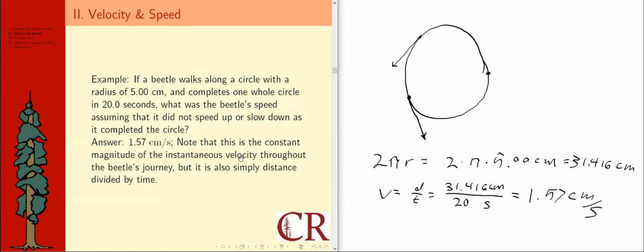And again, if somebody in my class said, instead of 1.57, maybe they put the next digit there, which might be a 1, and then maybe after that a 0.8 actually, if you round it off, if it didn't round off further, I'd actually be okay with that. It does say this is the constant magnitude of the instantaneous velocity throughout the beetle's journey, but it is also simply distance divided by time. And that's just kind of tying into the concept that if you ask, so how big were these arrows that we were drawing for velocity vectors earlier, we actually calculated that right here.